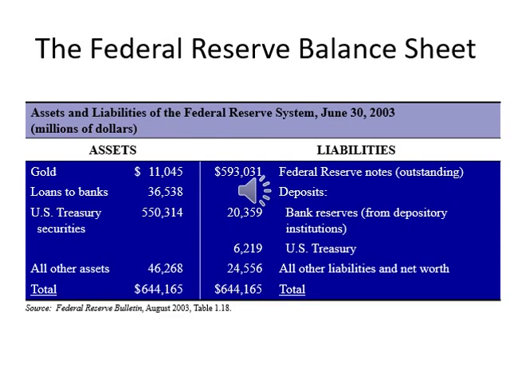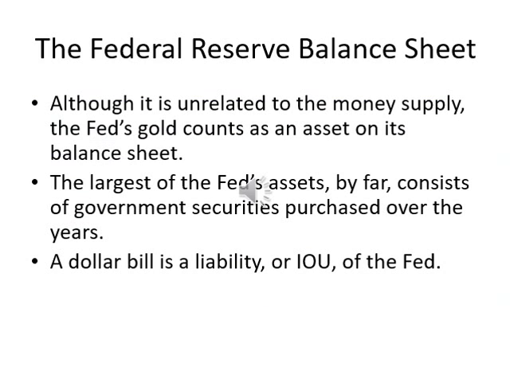Table shows the Federal Reserve balance sheet. The Federal Reserve balance sheet. Although it is unrelated to the money supply, the Fed's gold counts as an asset on its balance sheet. The largest of the Fed's assets, by far, consists of government securities purchased over the years. A dollar bill is a liability, or IOU, of the Fed.